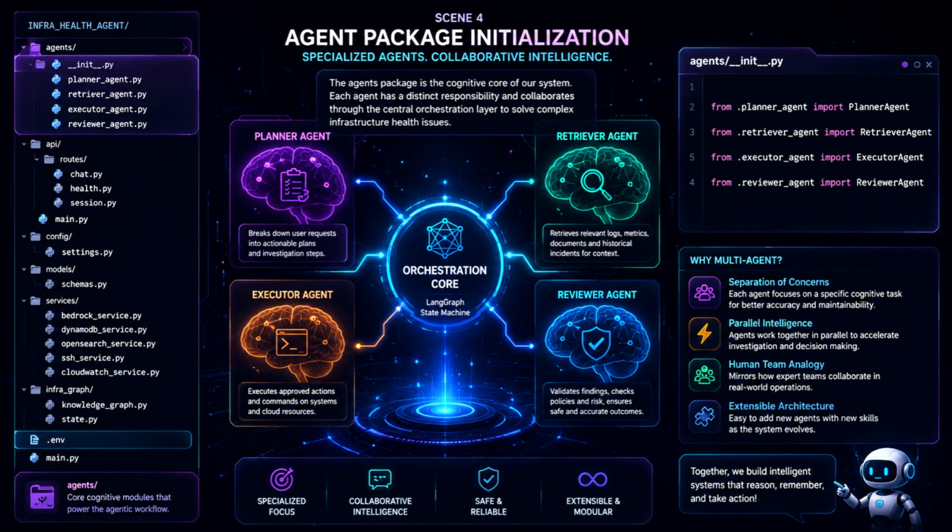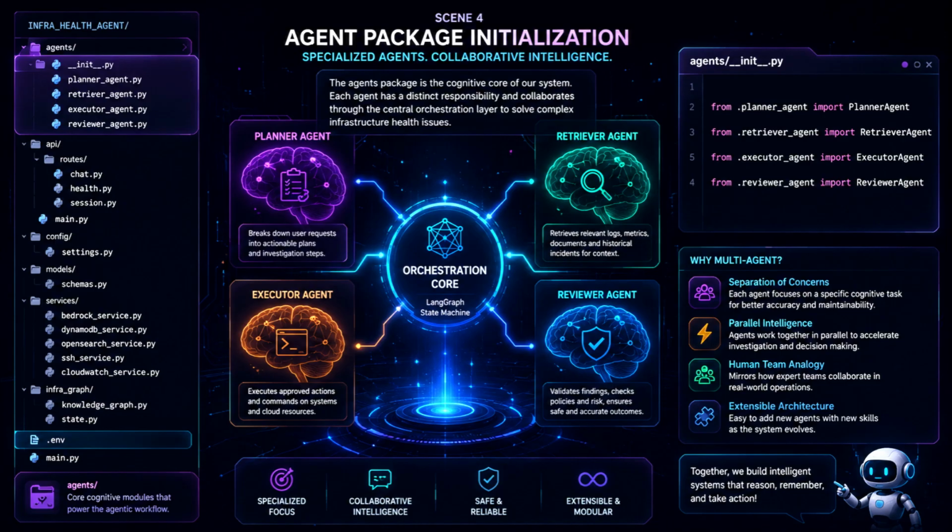The agents package acts as the cognitive core of our architecture. Instead of a monolithic AI component, we separate responsibilities into multiple specialized agents. The package initializer ensures all agent classes are imported and available to the orchestration layer with clean modular boundaries. This approach improves maintainability, testing, and extensibility. Each agent focuses on a single class of reasoning. The planner decomposes tasks, the retriever gathers evidence, the executor performs actions, and the reviewer validates outputs.